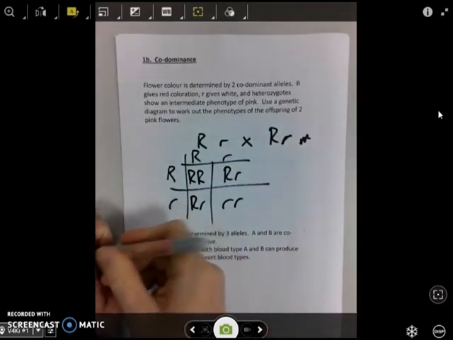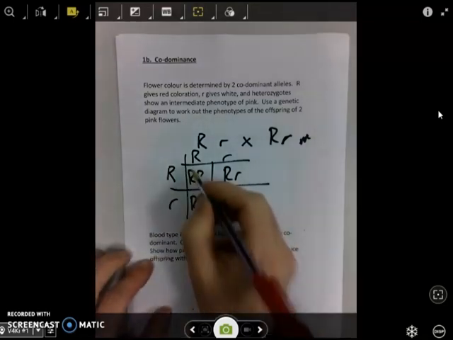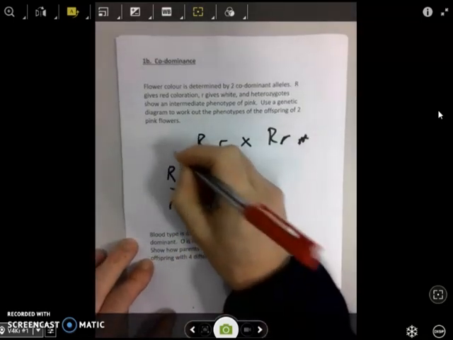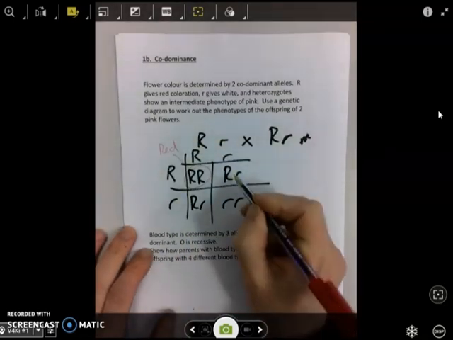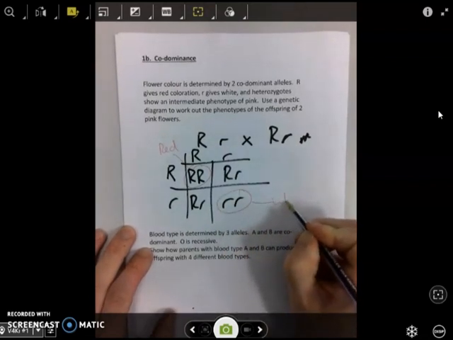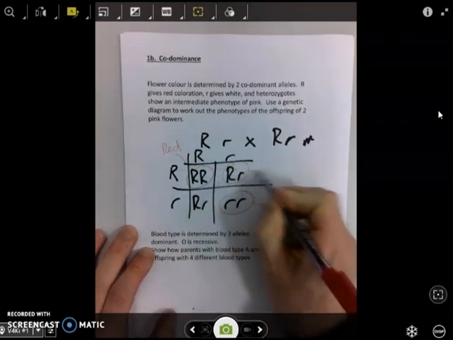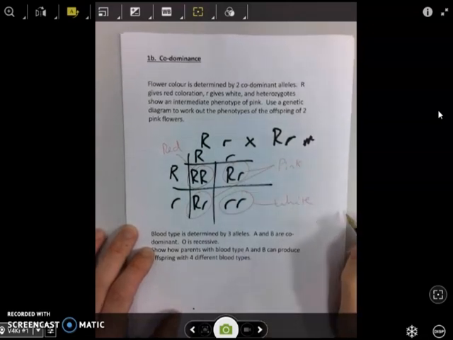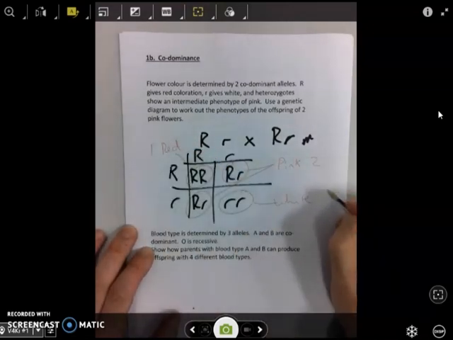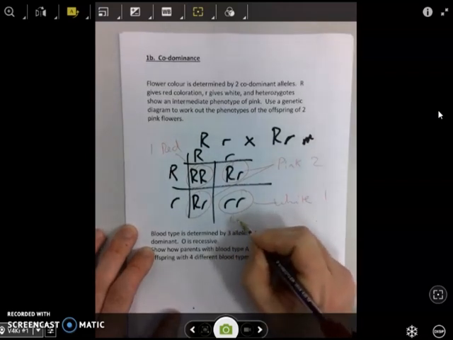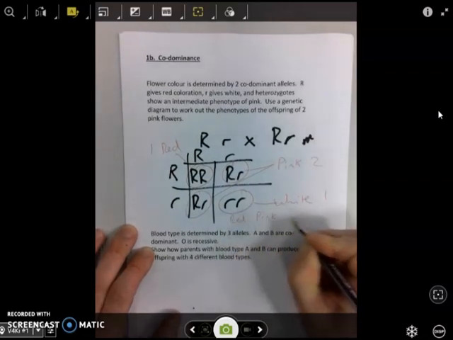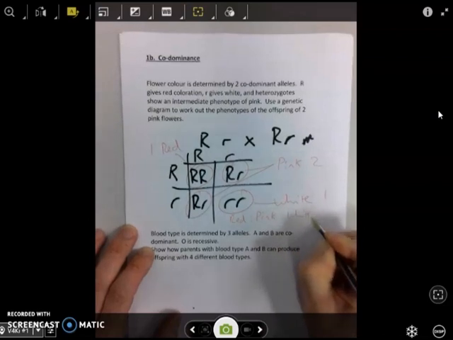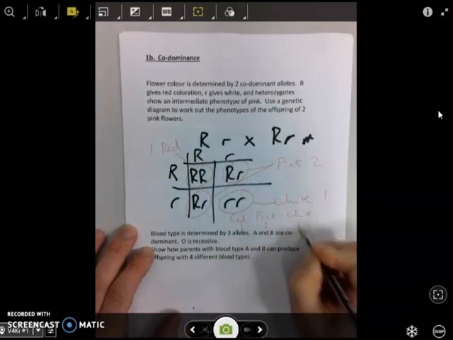Okay, let's have a little look at what we've got here. So this one, we know that that one is going to be red. This one we know is going to be white, but it's these ones here, they are both going to be pink. Now if you think about the ratio, we've got 1 to 2 to 1, so we would go red to pink to white, 1 to 2 to 1.